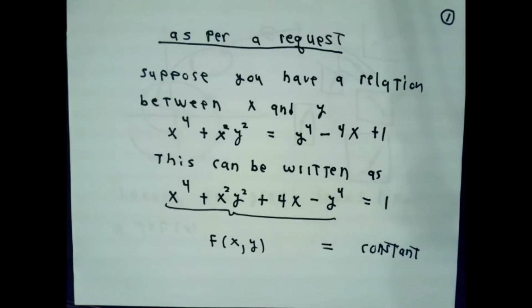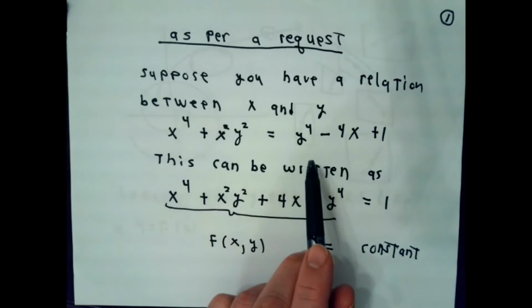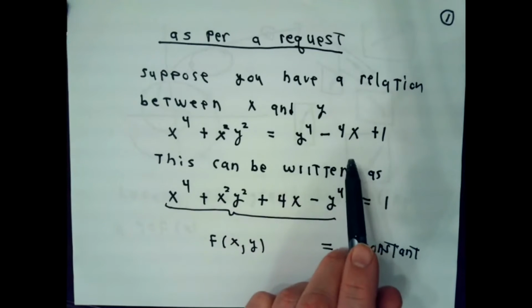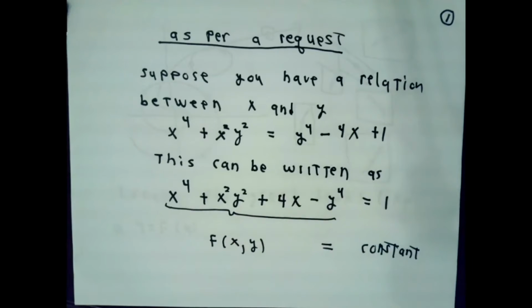As per a request, I want to talk a little bit about the implicit differentiation problem. Suppose that you have some relationship between two variables, x and y. For example, x to the fourth plus y squared x squared equals y to the fourth minus 4x plus 1.